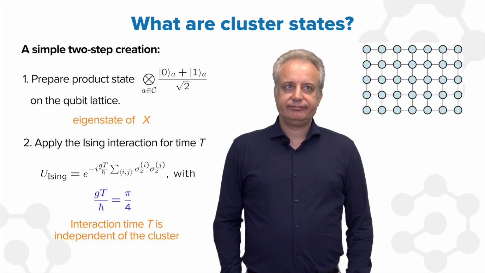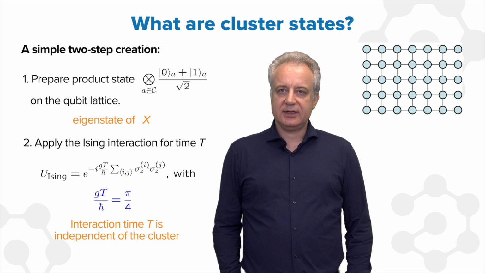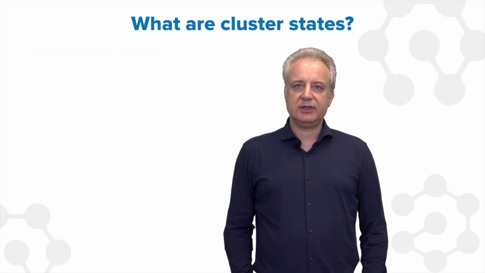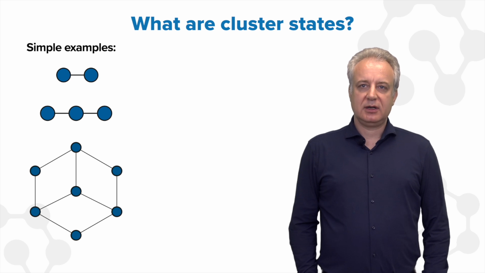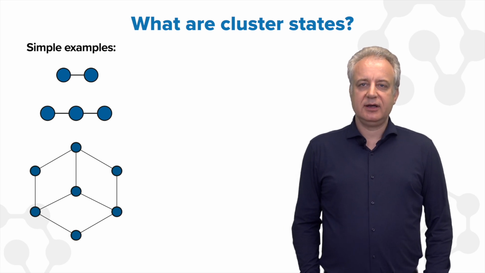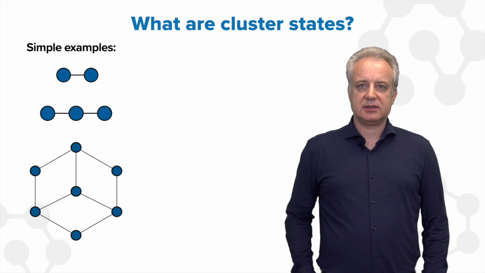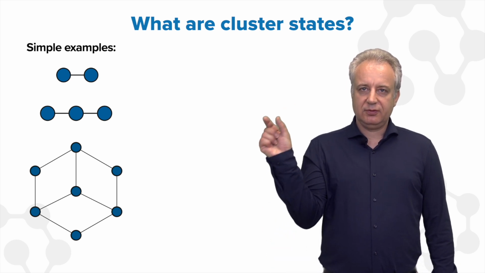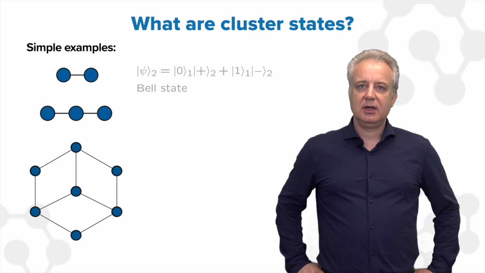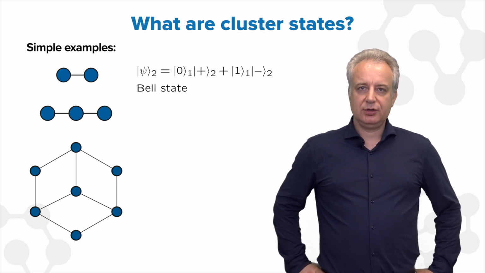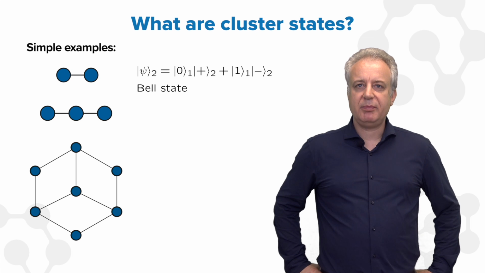Okay, so let's take this apart a little bit and see what this leads us to. What you see here are three examples of small cluster states. The first example is really the smallest possible. It's the cluster state of 2 qubits. And it is a state that you already know, namely, modulo local unitaries, this is just a Bell state.